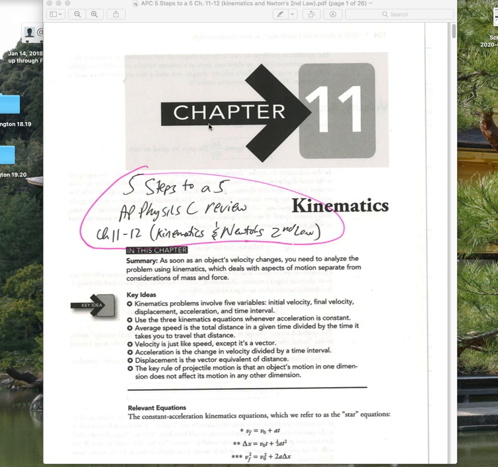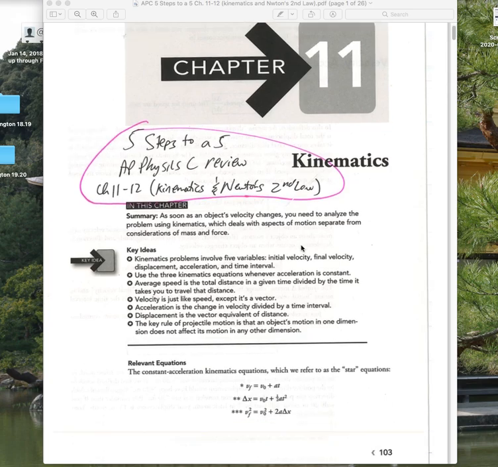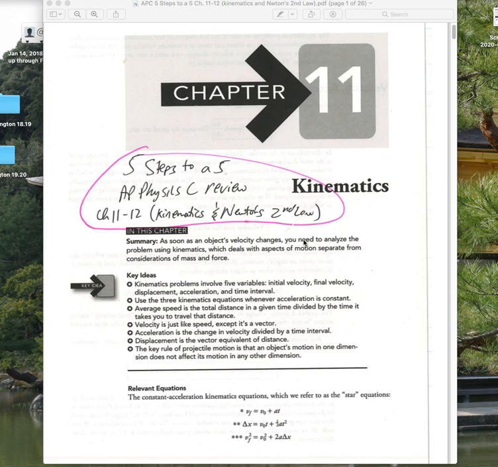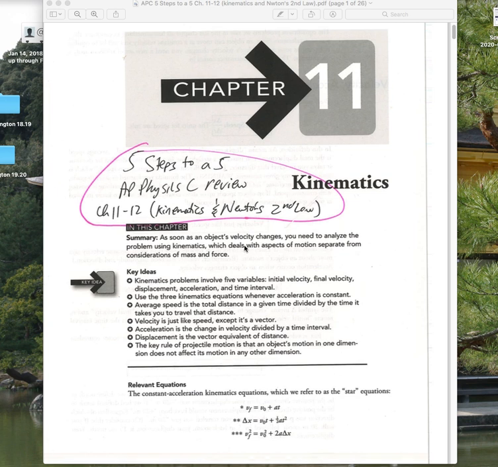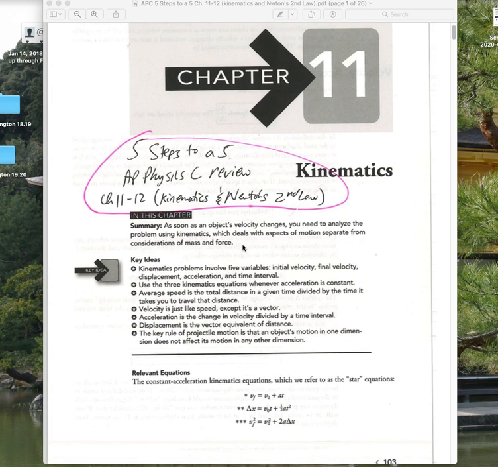This is your 5 Steps to a 5, Chapter 11 and 12, quick screencast review. Again, most of you should have the book at home. The screencast is just my take on it. You really should look on your own. That's why you have the resource.